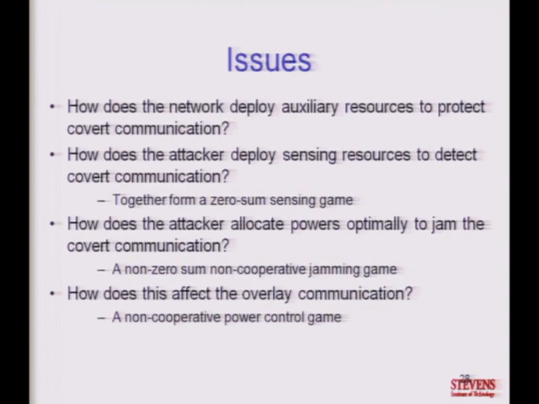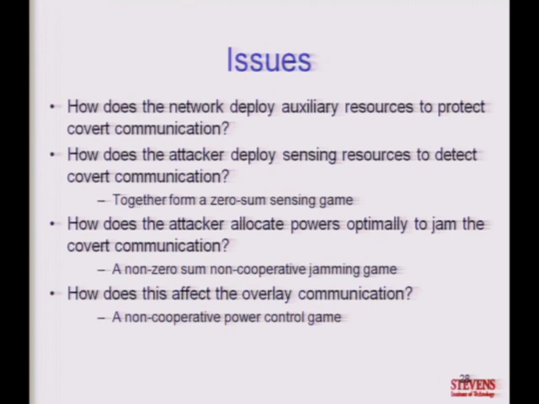So what can the network do? How does it deploy its auxiliary resources to camouflage effectively? From the attacker's perspective, how does it deploy sensing resources to detect effectively? So this is a zero-sum game because one of them wins. From the network's perspective, you minimize the maximum impact. And from the attacker's perspective, you maximize the minimum impact. So that's one part. And after this is done, we then form a non-cooperative, non-zero-sum game where the attackers decide how much power to put on each channel.